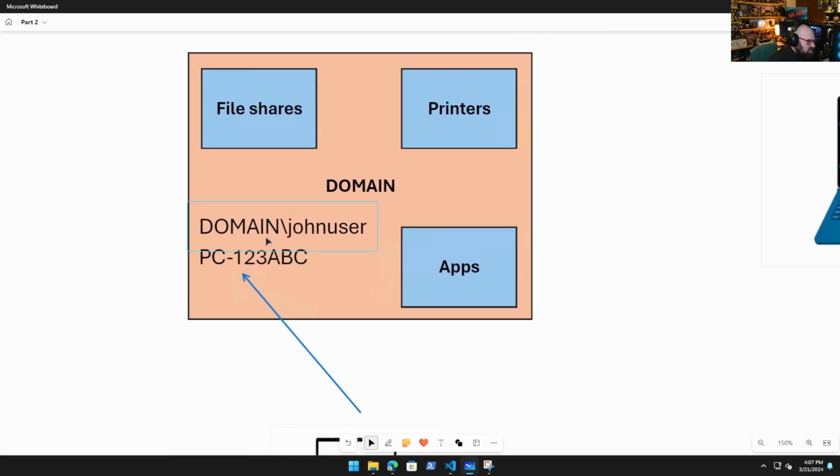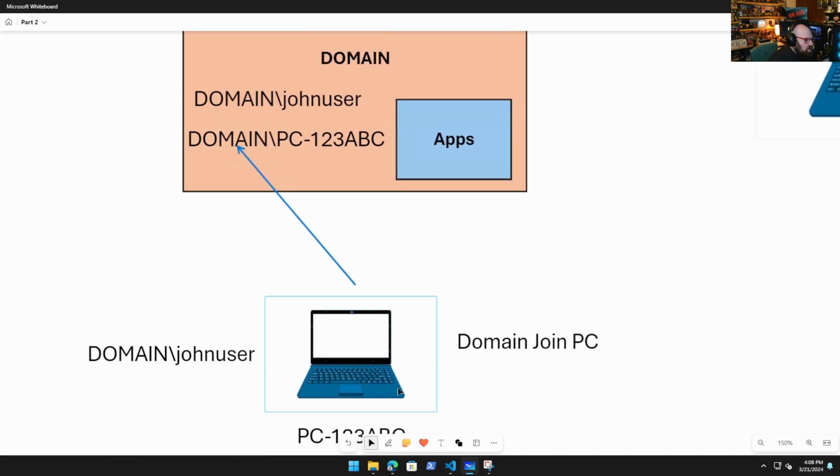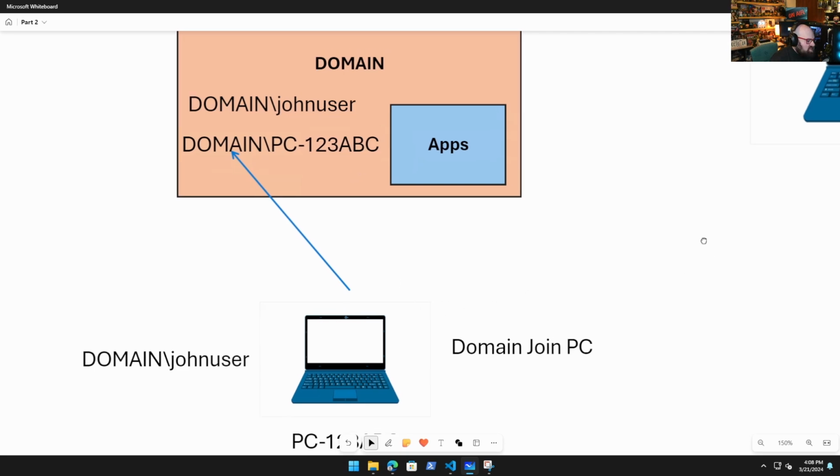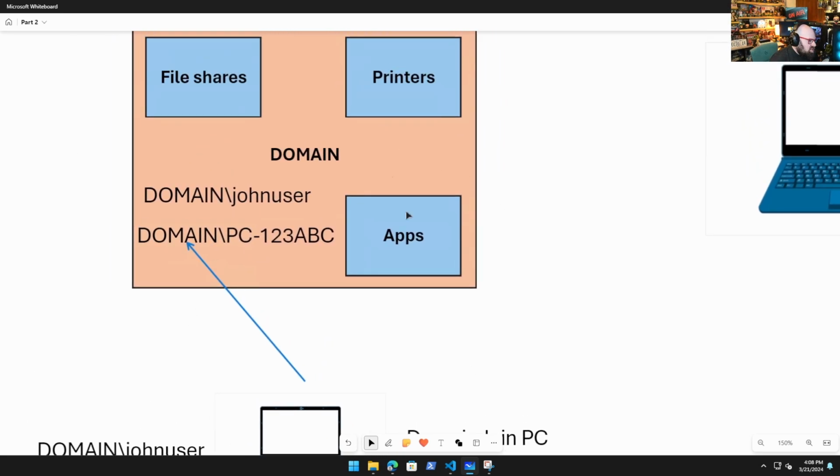So that means whenever you're trying to ping something on the domain, whether it's a file share, printer, or apps, you're let in because you're part of that network. You are domain/PC, and you're accessing apps and printers and file shares. So there's really no problem. It's the whole point we put things on a domain so we can control them. That's the point. It's like our little castle.